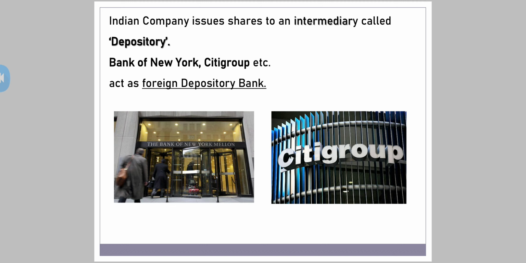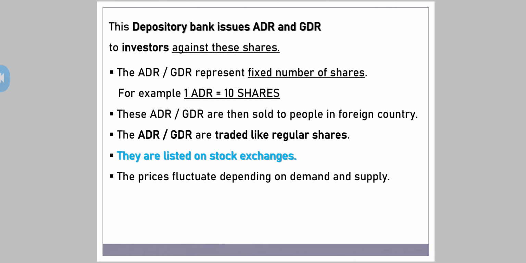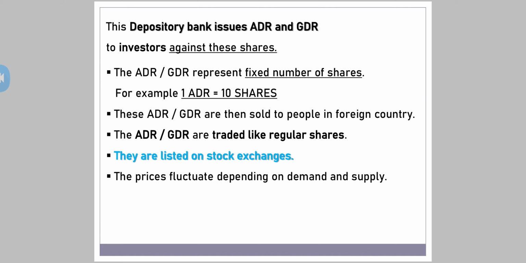An Indian company issues shares to an intermediary called a depository. Bank of New York, Citigroup, etc. act as foreign depository banks. Now see, these depository banks issue ADR and GDR to investors against these shares. What does the bank do? The bank gets the shares of the company and then tries to issue the same in their own country.